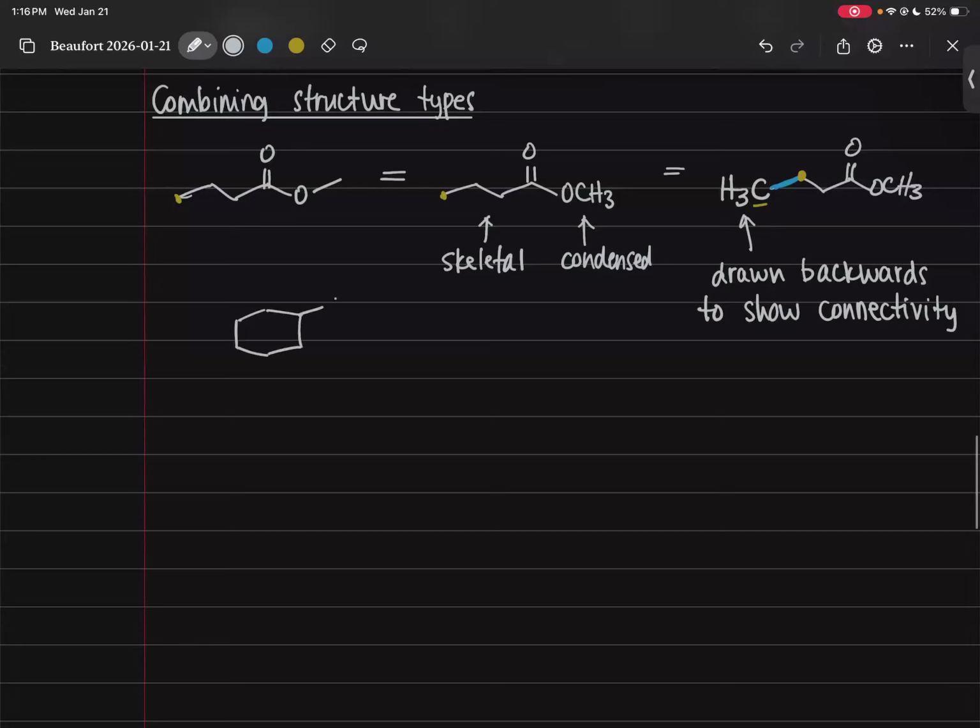Same thing goes for an OH group. If that's on the left-hand side of the molecule, then it also needs to be drawn backwards to show that the bond here is between the oxygen and the carbon rather than the hydrogen. Okay.